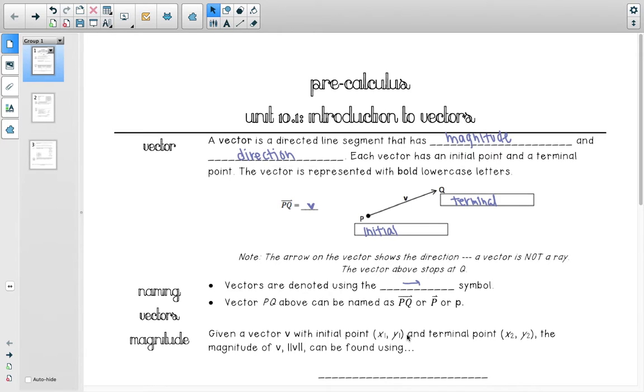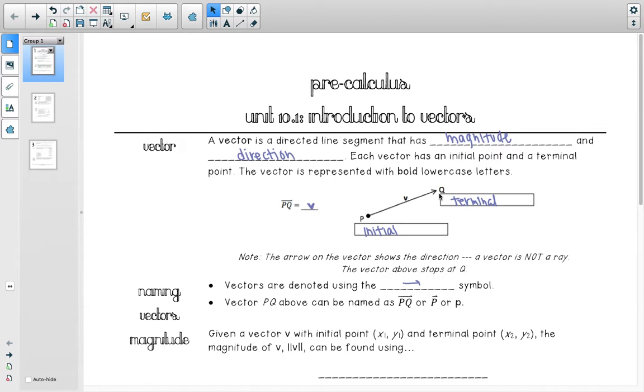Okay? So vectors. A vector is just a line segment, but it has magnitude and direction. And magnitude's like the size of it. We're actually going to use something that looks a lot like the distance formula. Actually, that's what it is. It's the distance formula. Each vector has an initial point, so a starting point, and an ending point, which is called the terminal. So starting, ending.